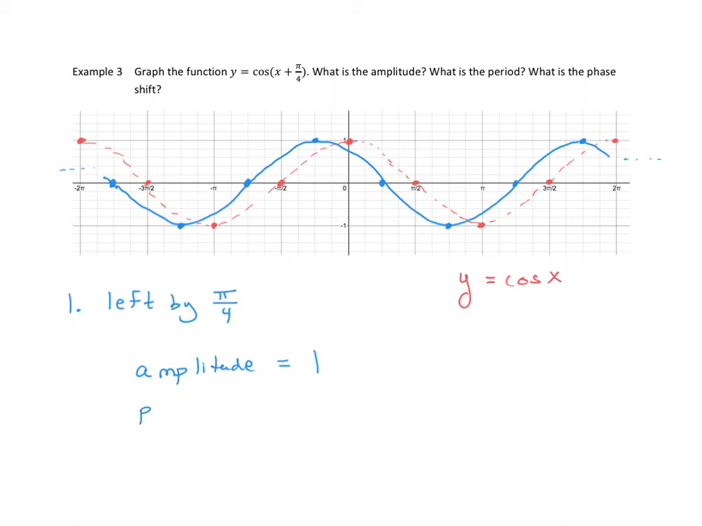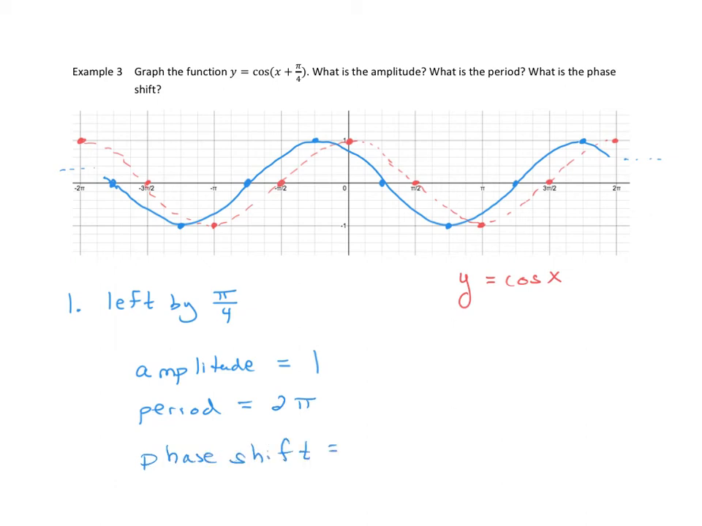What about the period? This time, we moved every single point by the same amount to the left. That will have no effect on the period of this function. You still are going a distance of 2 pi to achieve one full cycle. So if there's no number in front of this x, that means the period must also be the same, which is 2 pi.